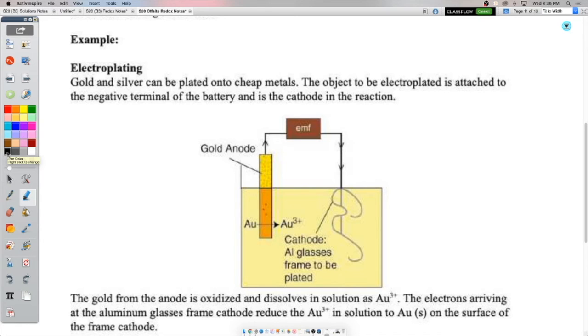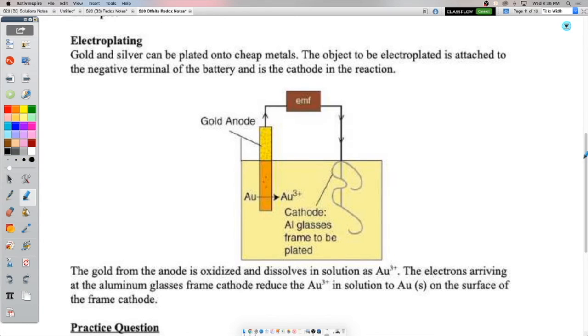A good example is electroplating, right? You can plate gold and silver onto cheap metal. If you have jewelry that looks really nice, it might even have real gold on it, but it didn't cost you that much. It was actually pretty cheap. Good chance it was electroplated. So this is the example here. We have gold, and these glasses are made of aluminum. I'll make it a bit bigger.